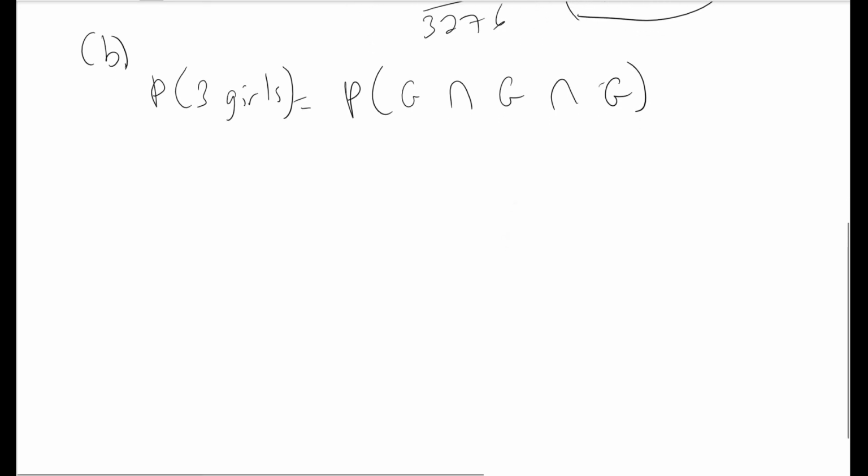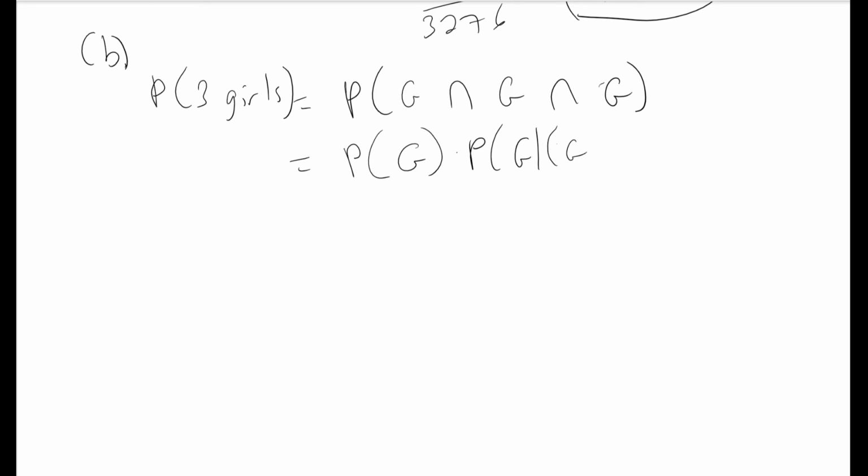So you can think of this as the and probability of event 1 and event 2 and event 3. Well, remember that if you're doing and, you're going to multiply the probabilities, right? So we're going to multiply the probability of girl, and the probability of girl given that we chose a girl the first time around, times the probability that we get a girl given that we chose a girl and a girl earlier. Basically, you're multiplying the 3 probabilities for girls, right?